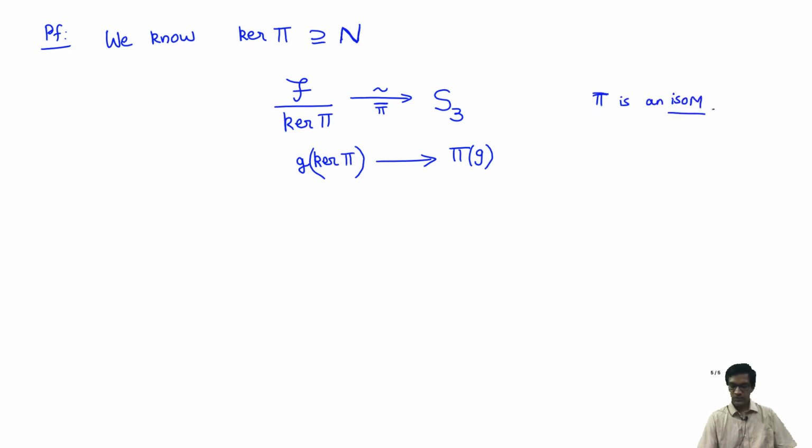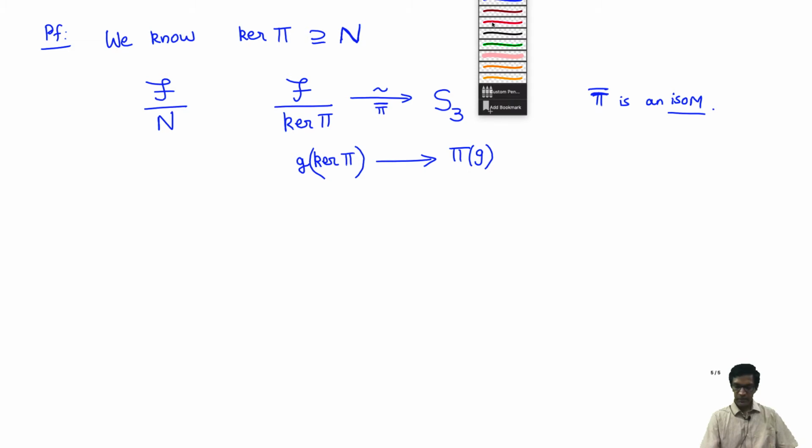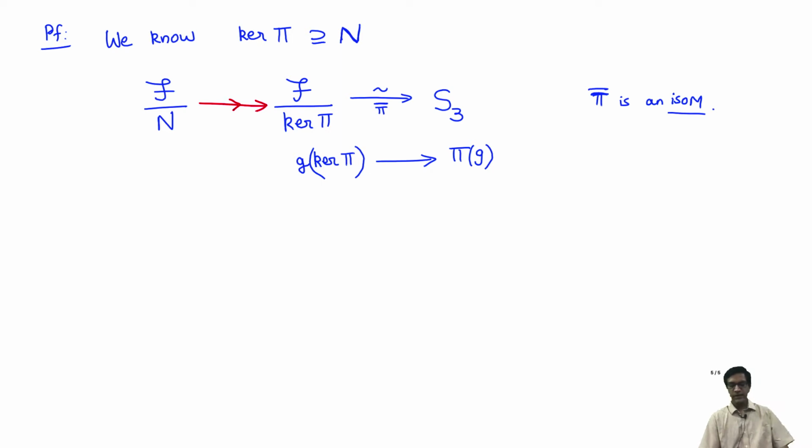Now let's look at N. Let's look at the quotient F by N. I claim that since N is contained inside the kernel of pi, there is actually a map from F by N to F by the kernel, and this is in fact a surjective map. So we usually indicate it by this double arrow here. What is this map? This is again a general fact, so maybe we'll write this down here separately.